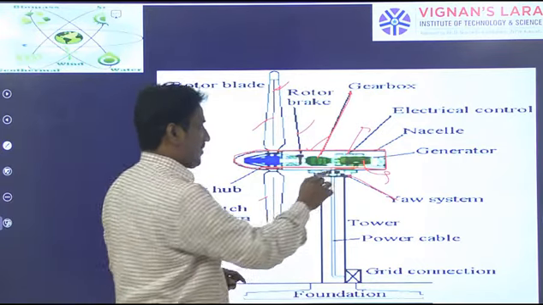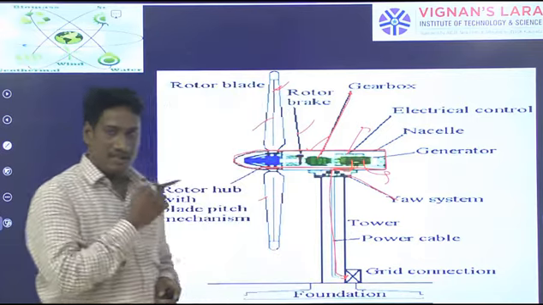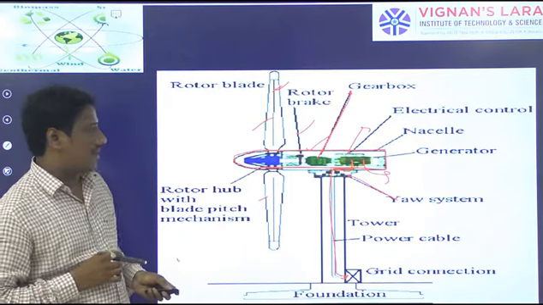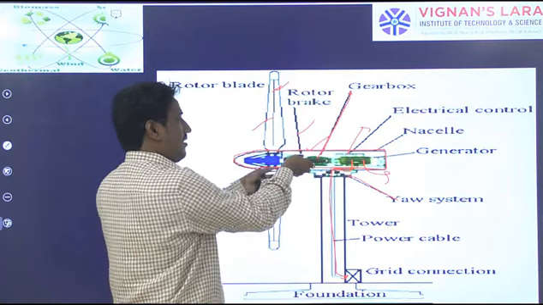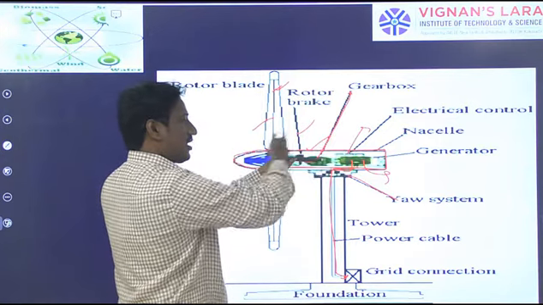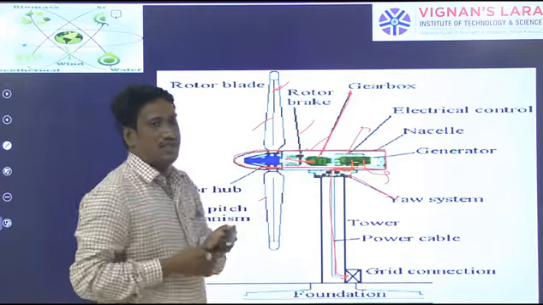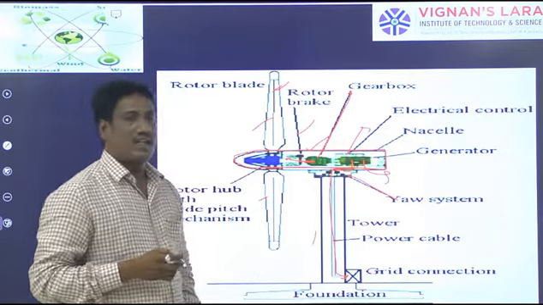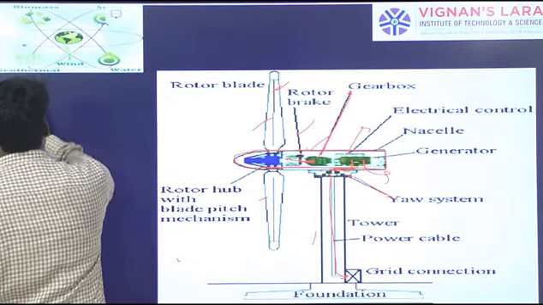Finally, from the generator a connection is given to the grid, and the generated power will be given to the grid. This is the diagram of a horizontal axis wind turbine. Here you can see that the rotor is like this and the wind blows from this side to this side, so the rotor rotation is parallel to the wind direction. The nacelle is placed on top of a tower, as you can observe here.